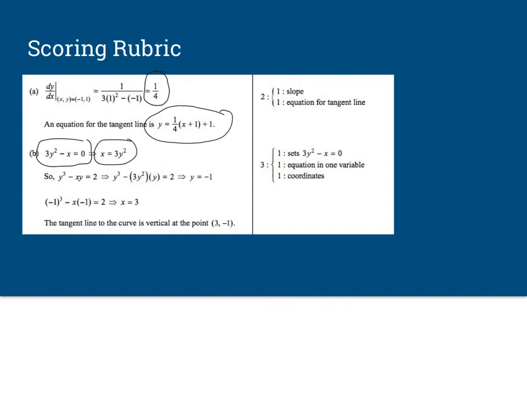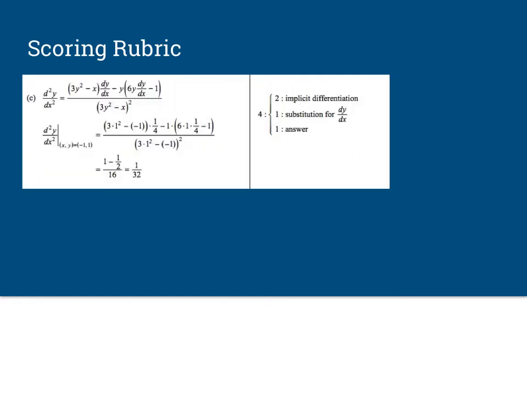And we're going to plug that value back into the original function. So now we have y cubed minus xy equals 2. And so we're going to substitute x with 3y squared. So now we have y cubed minus 3y squared times y equals 2. Solve for y, and the y value is negative 1. Well, we needed to know the x value. We needed to know the coordinates. So I put negative 1 into the function for y, and I solve for x, and I get 3. So the point is (3, negative 1).